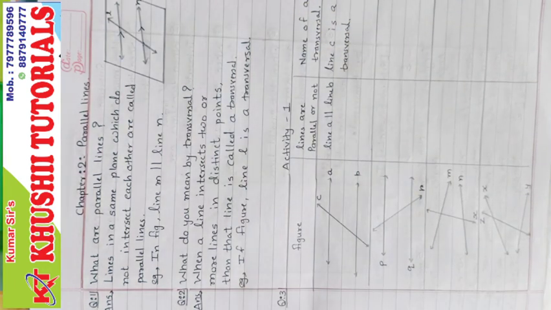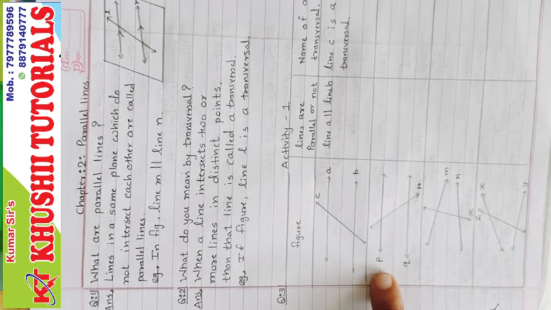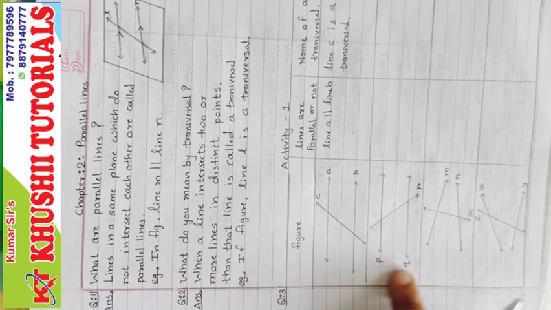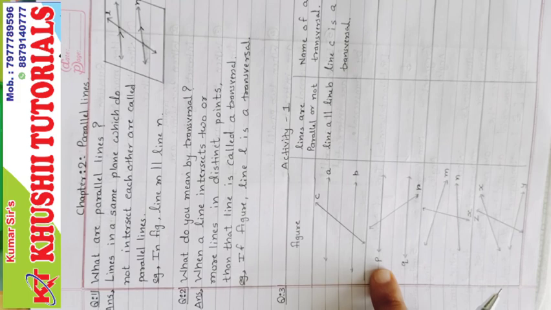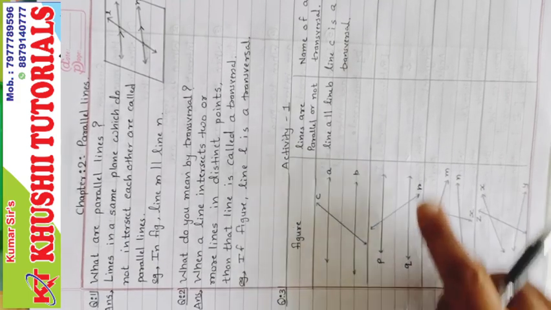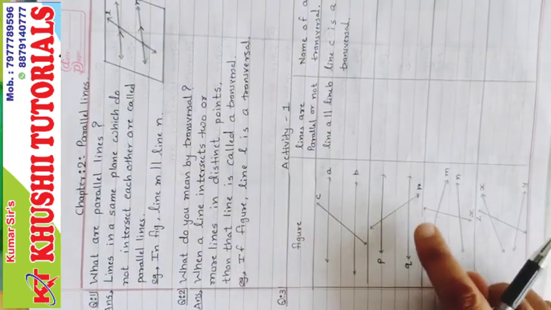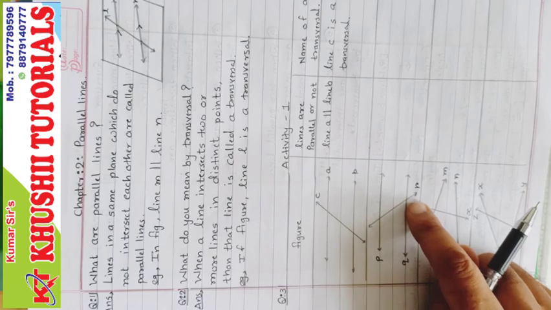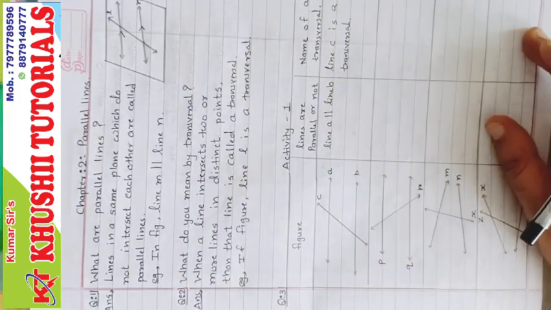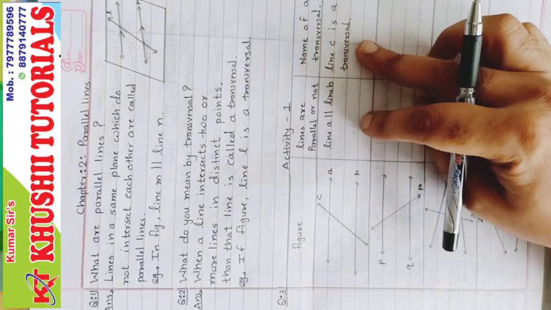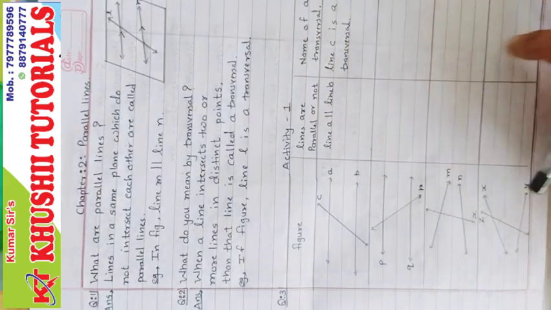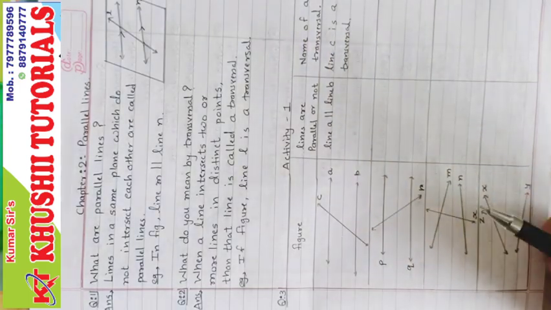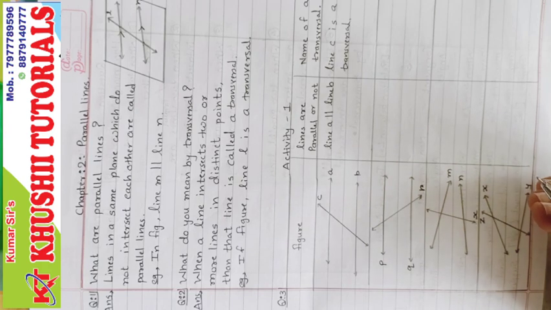The second one, is line P parallel to line Q? Yes, definitely they seem to be parallel. So line P is parallel to line Q. You have to write in the same manner, and line R is a transversal. Now you have to fill in this activity on your own. The first one I have done for you. The remaining part you have to do for practice. Remember, practice makes a man perfect.